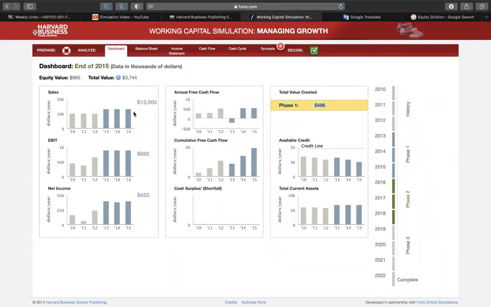So the sales increased, the EBIT increased, the net income increased. The cash flow first decreased in 2013, but then it starts to increase. So the value we create here is $496,000. But the problem we have is the credit line is a little bit decreased, but I think it's okay.